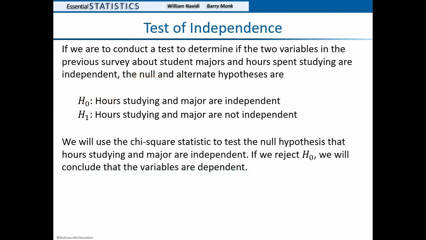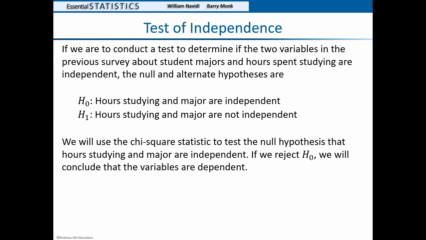So what we're going to do is a general statement for a test of independence. Remember before, we had to give the probabilities: P1 is equal to this, P2 is equal to that. That was a goodness of fit. Here, for a test of independence, we're going to make one general statement. The null hypothesis is that hours studying and major are independent. It doesn't matter between hours studying and major. The alternate: hours studying and major are not independent.